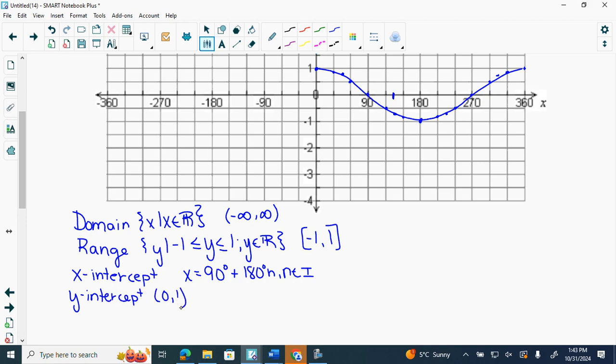What is the period? 360 degrees. It doesn't change. It still follows the unit circle, right? Make sure you have a degree symbol. What is the amplitude? It is 1. That's the midline, which is 0. The midline is y equals 0. This is a horizontal line.